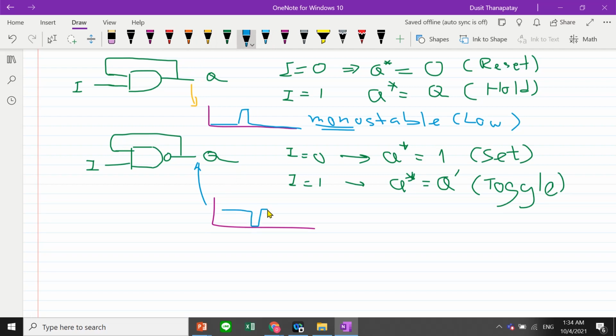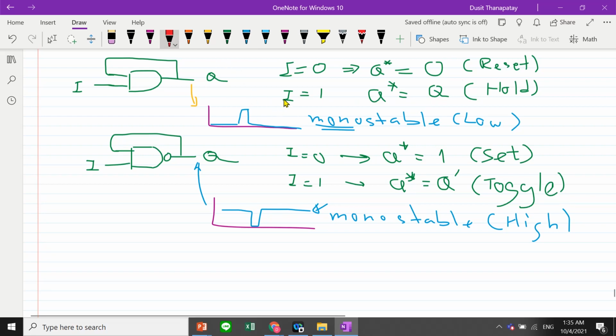It cannot be stable at low, but can be stable only at high. Okay, it is monostable also. At high only or at low level only. And how about this one? In hold mode, Q star is Q. That means I write it here.